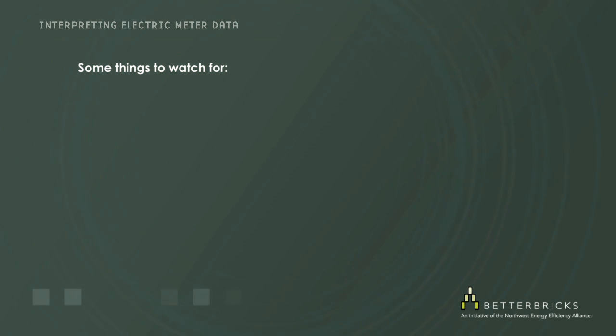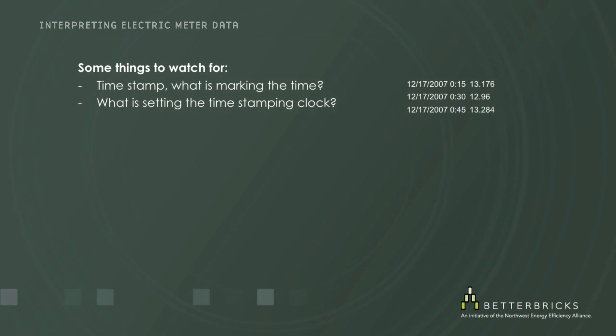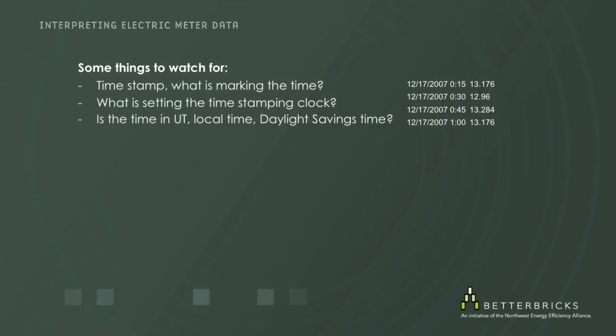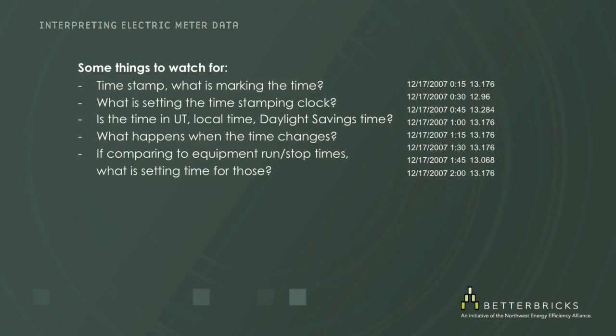Some things to watch for are the timestamp. What's marking the time? What is setting the timestamping clock? Is the time in universal time, local time, or daylight savings time? What happens when the time changes between daylight savings time and universal time or local time? Also, if you're comparing the time to equipment run and stop times, what is setting the time for those? If somebody's writing in a log when they started a piece of equipment and you're using that to look back at your interval data, what clock are they using?